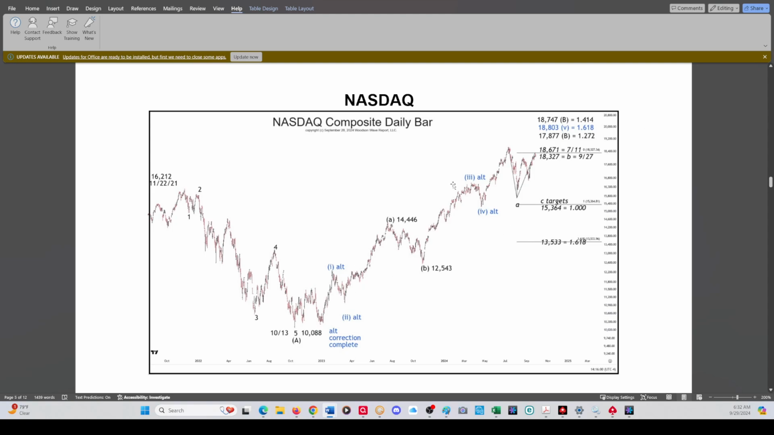NASDAQ bullish count. It's sitting in between. It's still at the July high. There's still a little bit higher targets here to go. We've got a couple different wave counts in here, a black one and a blue one. But if this July high holds, then that's what we're looking at in the NASDAQ: an A or a 1 down, B or a 2 up, C or 3 down, targets there. And there's the 1.0 and there's a 1.618 multiple at 13,533. Where is this wrong? When it breaks above that July high, which is 18,671 in the NASDAQ composite.